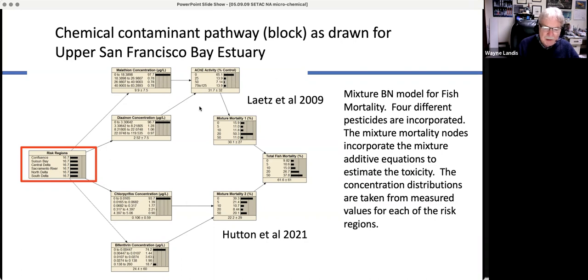So this is an acetylcholinesterase pathway. This is a little bit different. It doesn't have a particular pathway. It's just the concentrations, the dose response that give rise to this kind of mortality. And then we have an endpoint here we're calling for now total fish mortality.